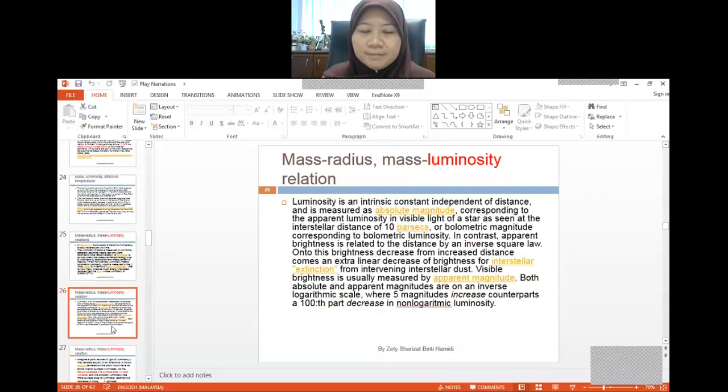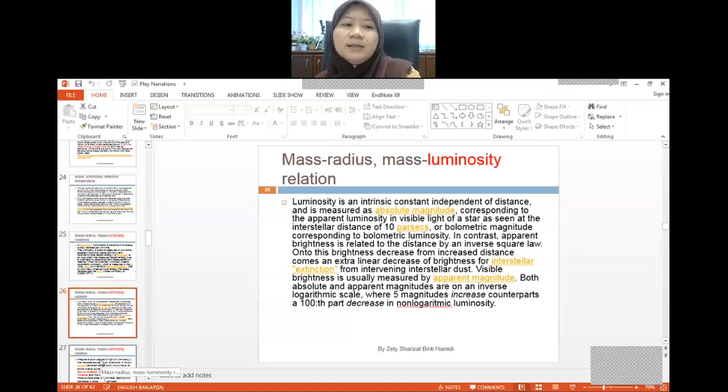Then, luminosity also has an intrinsic constant. Bear in mind we have learned what absolute magnitude is: we put the object at 10 parsecs, and then it represents the absolute magnitude. Don't forget that we have interstellar extinction because of the dust and clouds in between the stars and us. Because of that, we basically use apparent magnitude compared to absolute magnitude. Apparent magnitude is something that we can see, so it is based on visible magnitude.